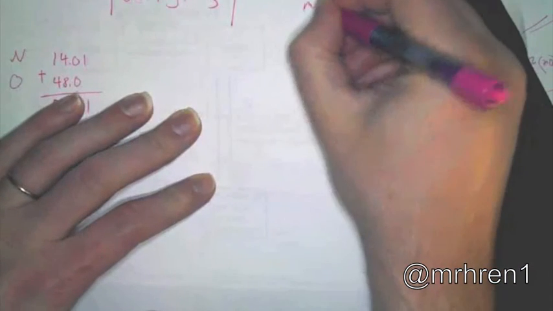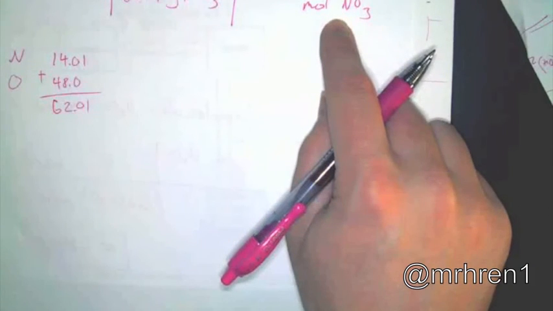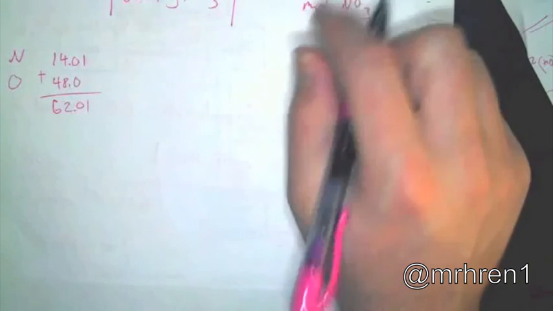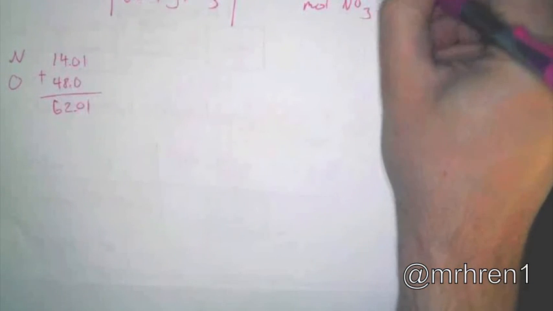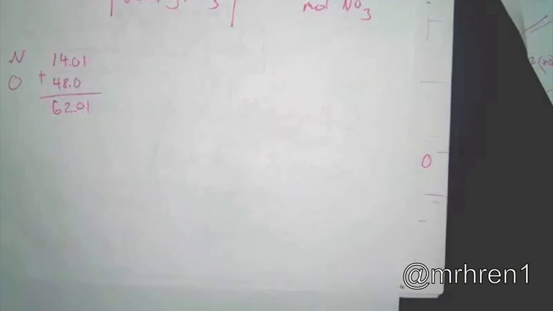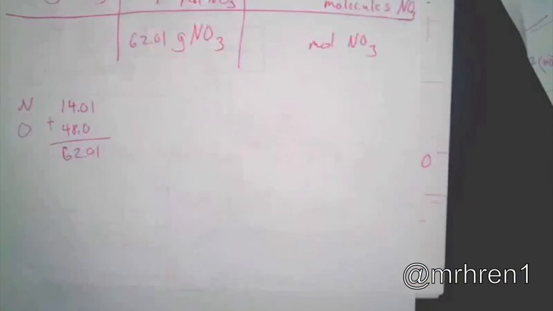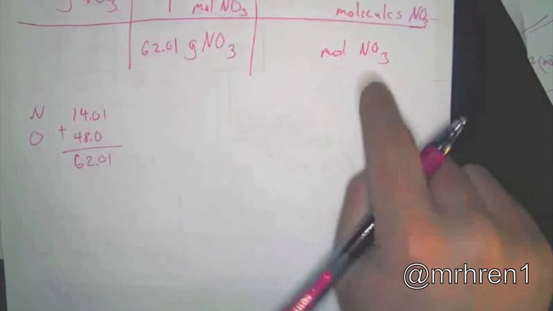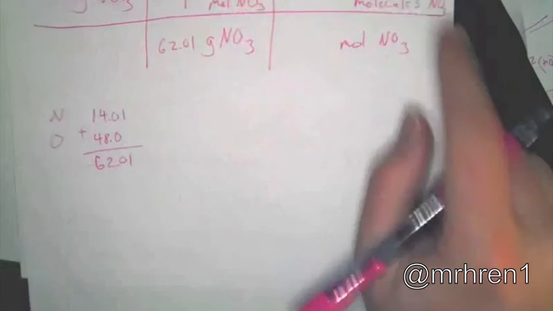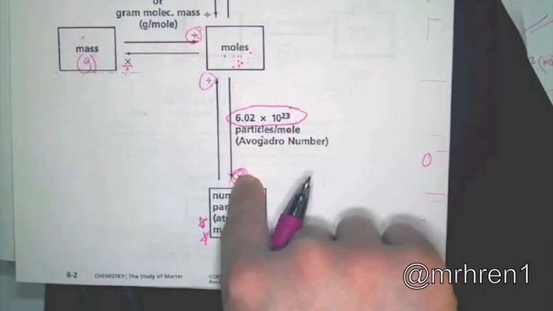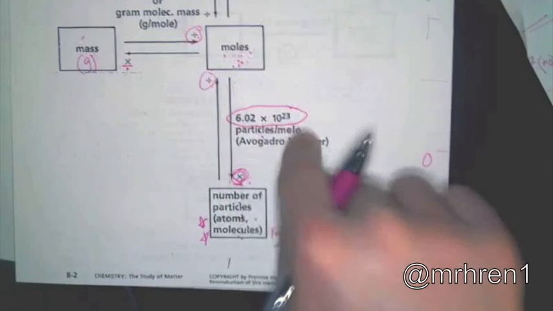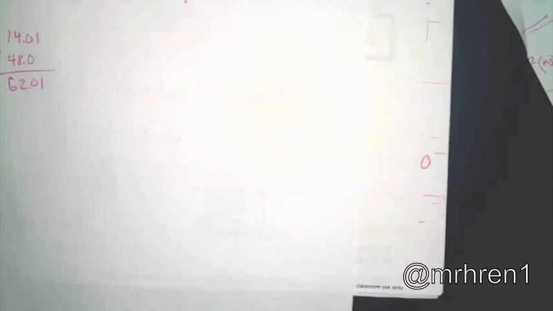So next, you copy moles of NO3 down here. And then you put your goal finally up there. So moles of NO3, molecules of NO3. Now, this makes sense because you're now at moles. You want to go to molecules. You multiply by Avogadro's number. So multiply by that number, 6.02 times 10 to the 23rd, equivalent to 1 mole.